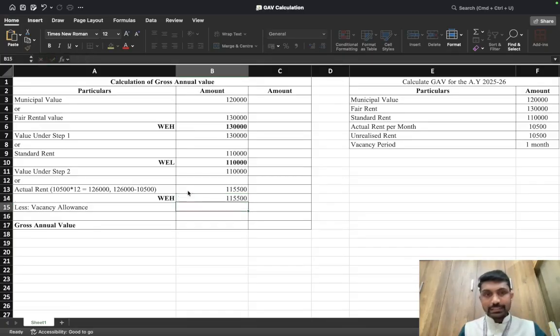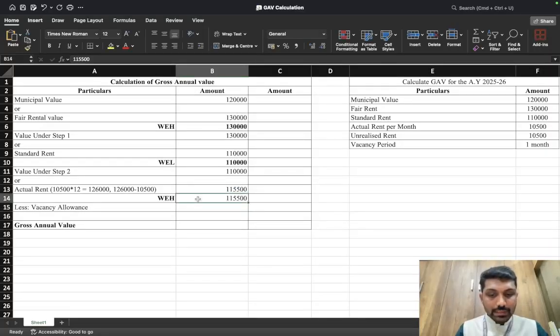And after reaching this particular step, the next step is to minus the vacancy allowance. Most of the students get confused between vacancy allowance and unrealized rent. Vacancy allowance means out of 12 months, maybe 1 month or 2 months or 3 months, that particular property was not given for rent or nobody is staying over there. For that it is called vacancy allowance. But unrealized rent is where the tenant is staying there, but we could not collect the rent from the tenant. So there is a difference.